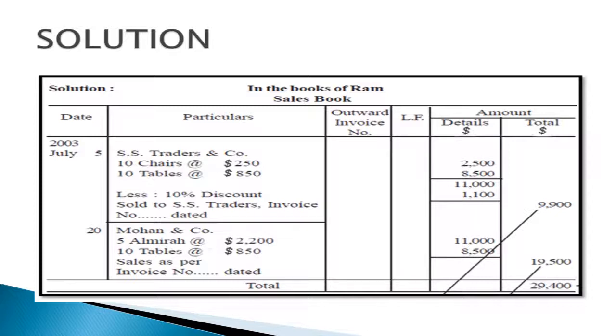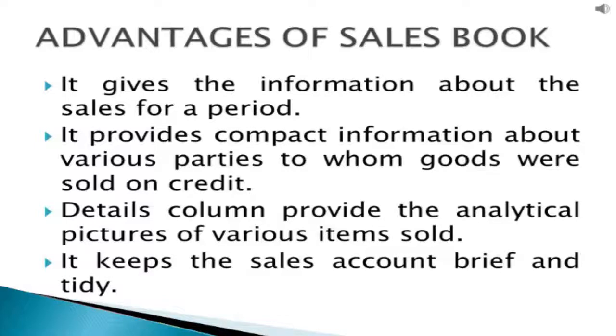Next one is the transaction which took place on 20th of July, that is sold 5 almiras at $2,200 each and 10 tables at $850 each to Mohan and Company. The price of 5 almiras is 2200 into 5, that is $11,000, and 10 tables is $8,500. So the total becomes $19,500. At the end, we will find the grand total is $9,900 plus $19,500, which is equal to $29,400.